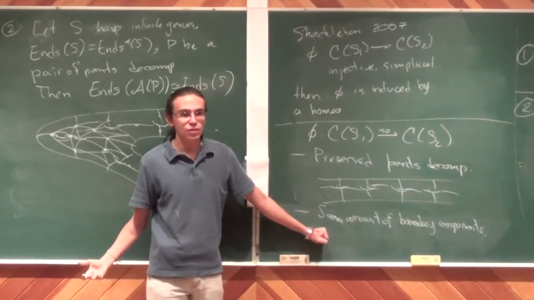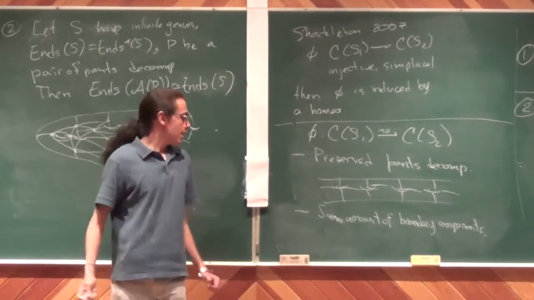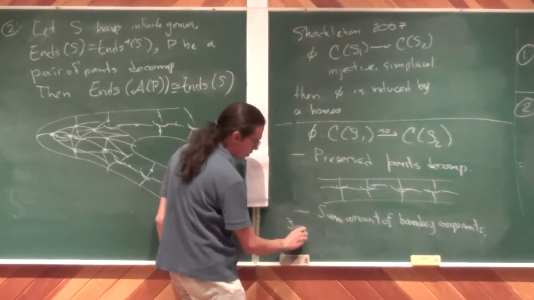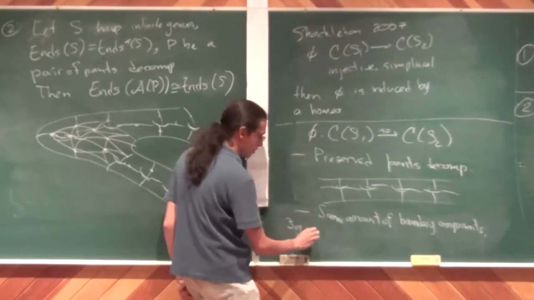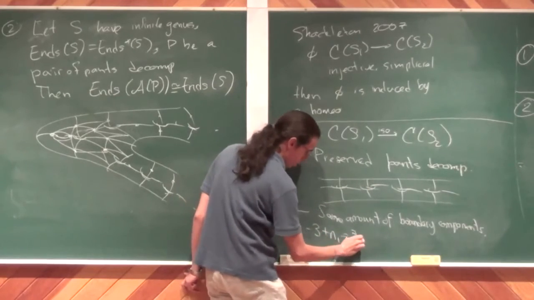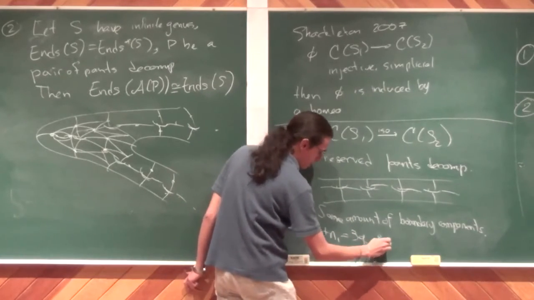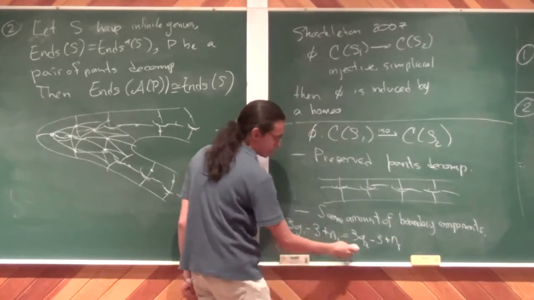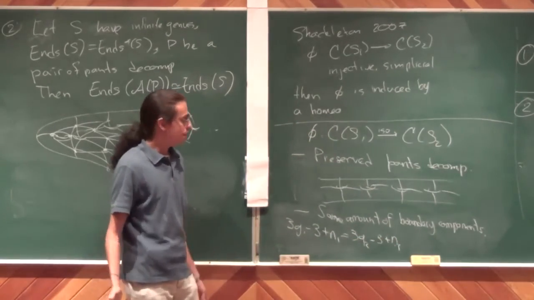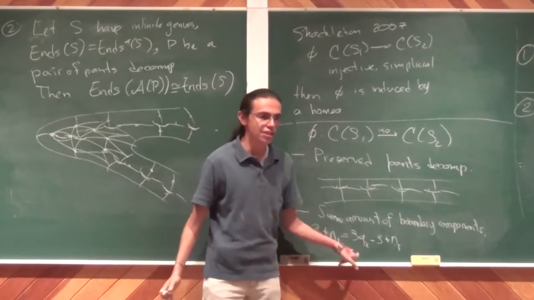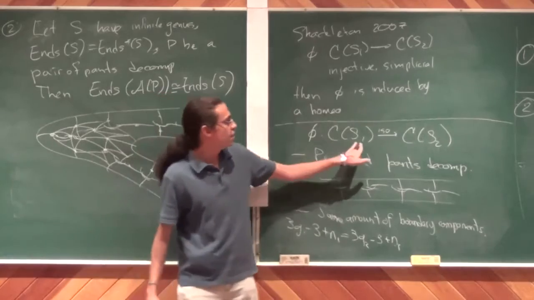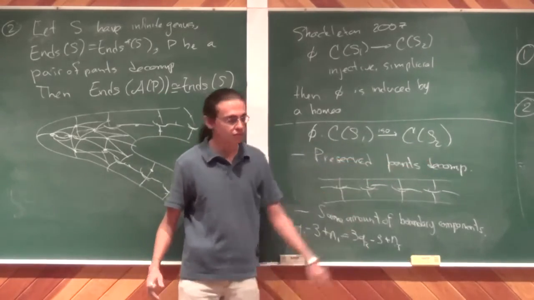Having the same amount of boundary components tells you that if the complexity of S1 is 3D1 plus N1, and this is the same as 3D2 plus N2, and these are the same, well, you get that they have the same genus. Since we are in the compact case, same genus and same amount of boundary components tells you that there is a homeomorphism between S1 and S2.